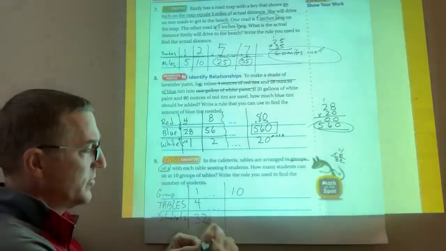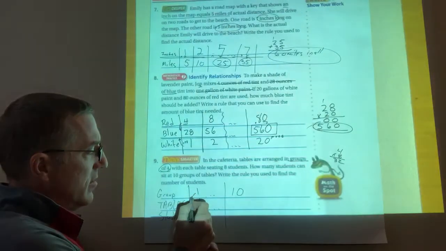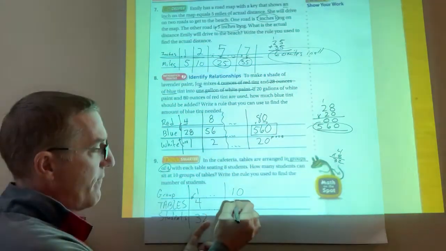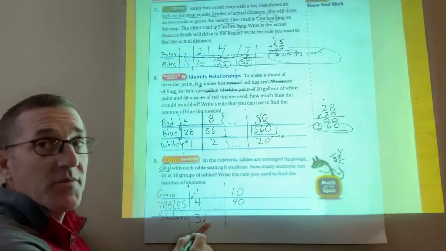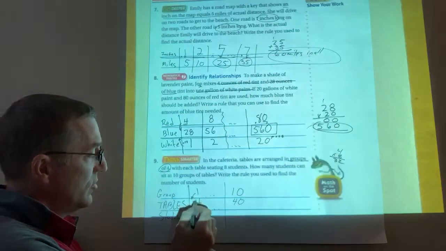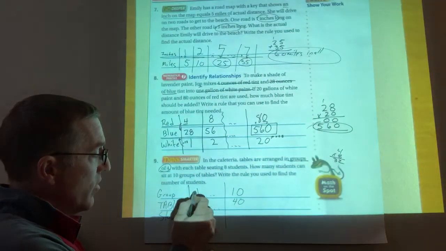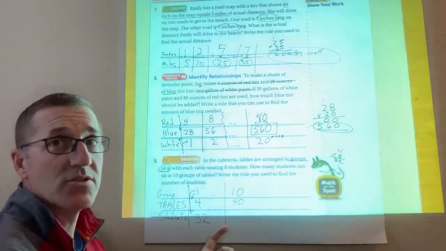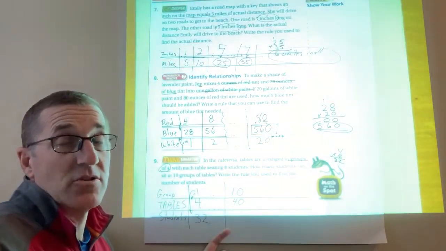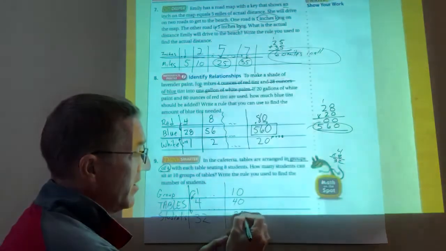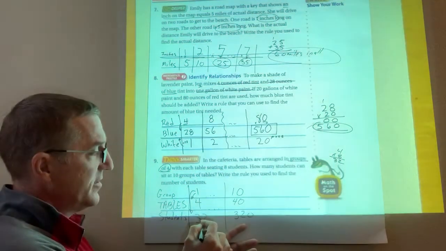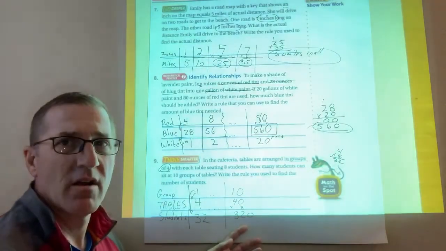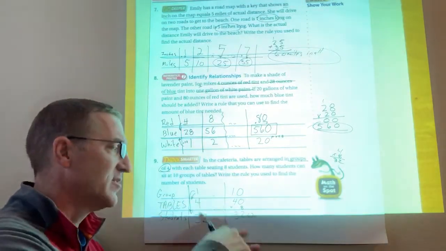So if I have 10 groups, what's my rule to go to tables? Multiply by 4, right? So I would have 40 tables. 10 times 4 is 40. And to go from one group to students, I can multiply by 32. 10 times 32, that's 32 plus a 0, right? So 320. And what's my rule to go from 4 to 32? Well, it was 8 students per table, so I would times by 8. What's 8 times 4? 32 plus my 0, 320.